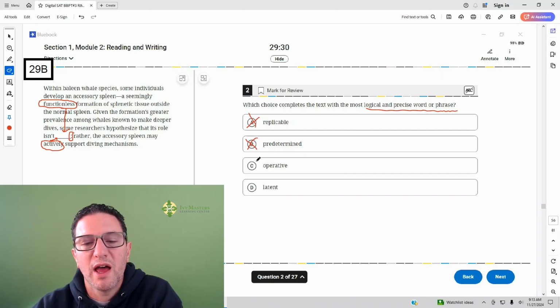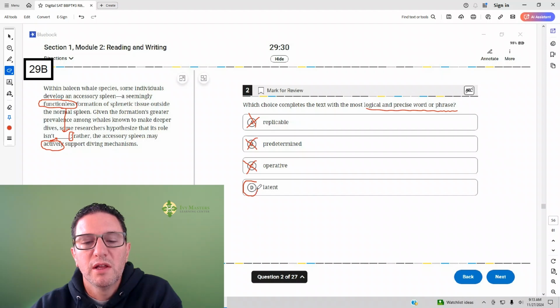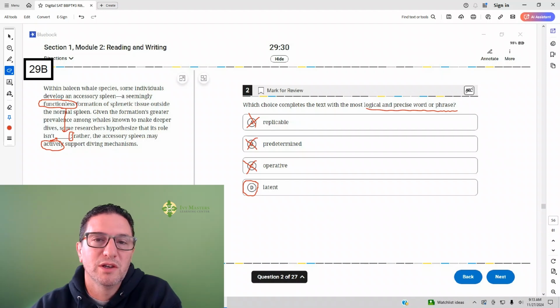So what about operative? That's actually the opposite of what we're looking for. That would be in operation. But we said that it means functionless. It's not functionless if it's active. So it's not inactive, it's active. So latent is going to be a correct answer. Latent means existing, but it's not doing anything. Like essentially it's functionless. So that's going to be your best answer.